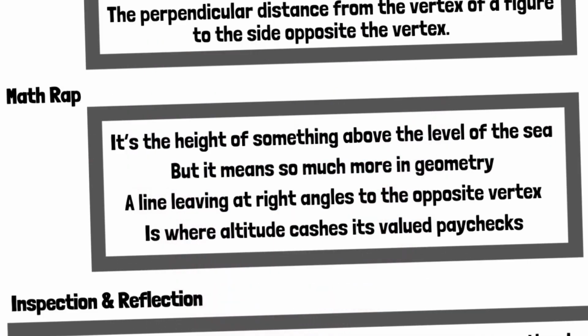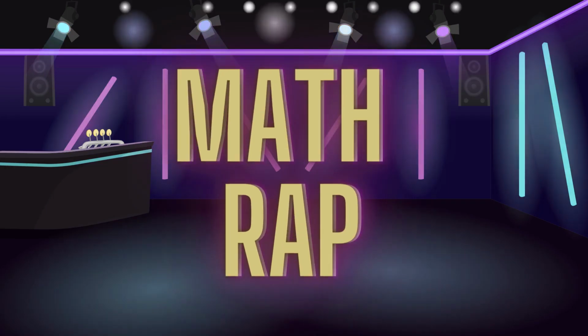Math rap. It's the height of something above the level of the sea, but it means so much more in geometry. A line leaving at right angles to the opposite vertex is where altitude cashes its valued paychecks. Math rap.